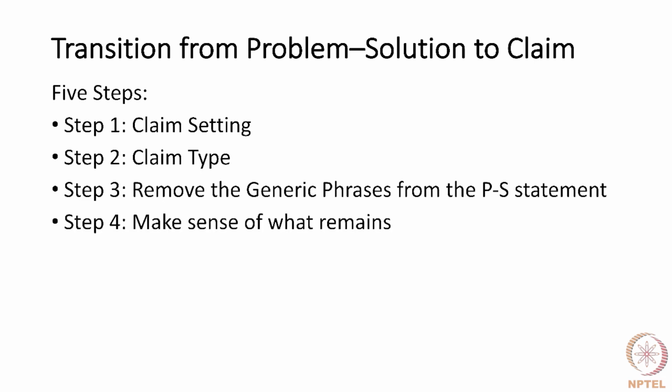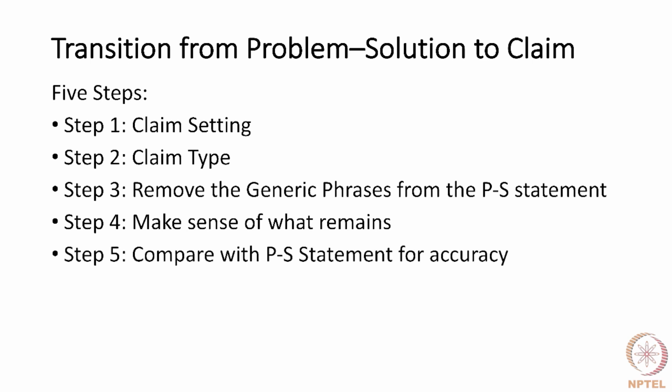Once you remove them, with what remains, you need to make sense of what remains. Many a times when you remove the generic phrases, it may not be sufficient to make complete sense. So you may have to juggle sentences, phrases, you may have to add certain transition terms. All this is done in step 4, where we make sense of what remains. And step 5 is to compare the problem solution statement for accuracy. Now, whatever remains is what we call the preliminary claim, or the first draft of the claim.